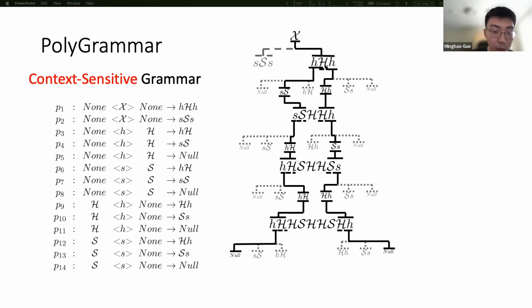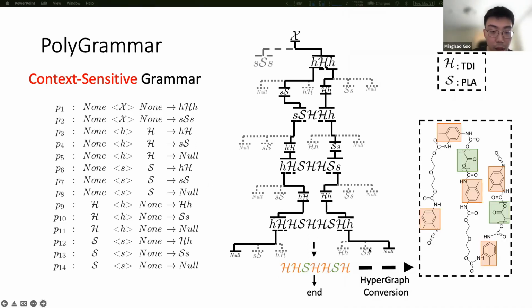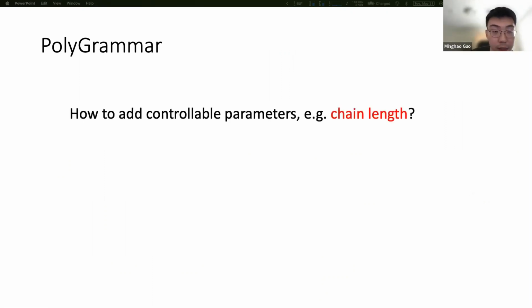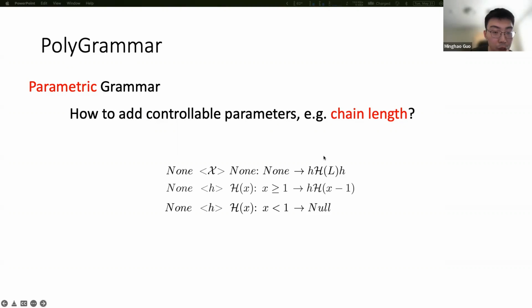But at each step, you need to consider the context surrounding them and match them with the rules inside this context grammar. Again, this example gives you a polyurethane chain here. The second feature we are trying to consider is how to add controllable parameters, for example, if we only want to generate polyurethane chains with a certain chain length. This gives you the parametric grammar, where you augment each of these symbols with a parameter. And this is the initial parameter for the grammar.